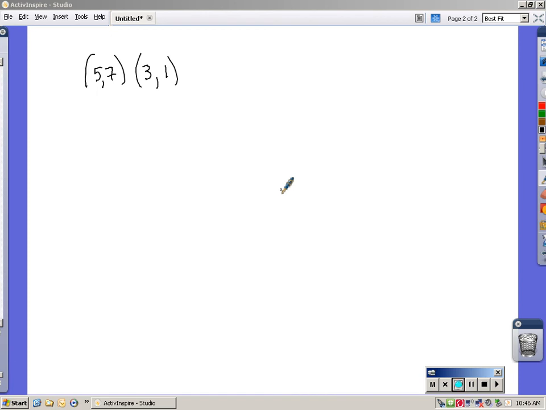So I just wanted to do an example of a type of problem that we've been practicing in class. And that's if I give you 2 points, how do you find the equation of the line that goes through those 2 points? So what I'm going to take advantage of is what I know about this slope-intercept form of an equation, y equals mx plus b.